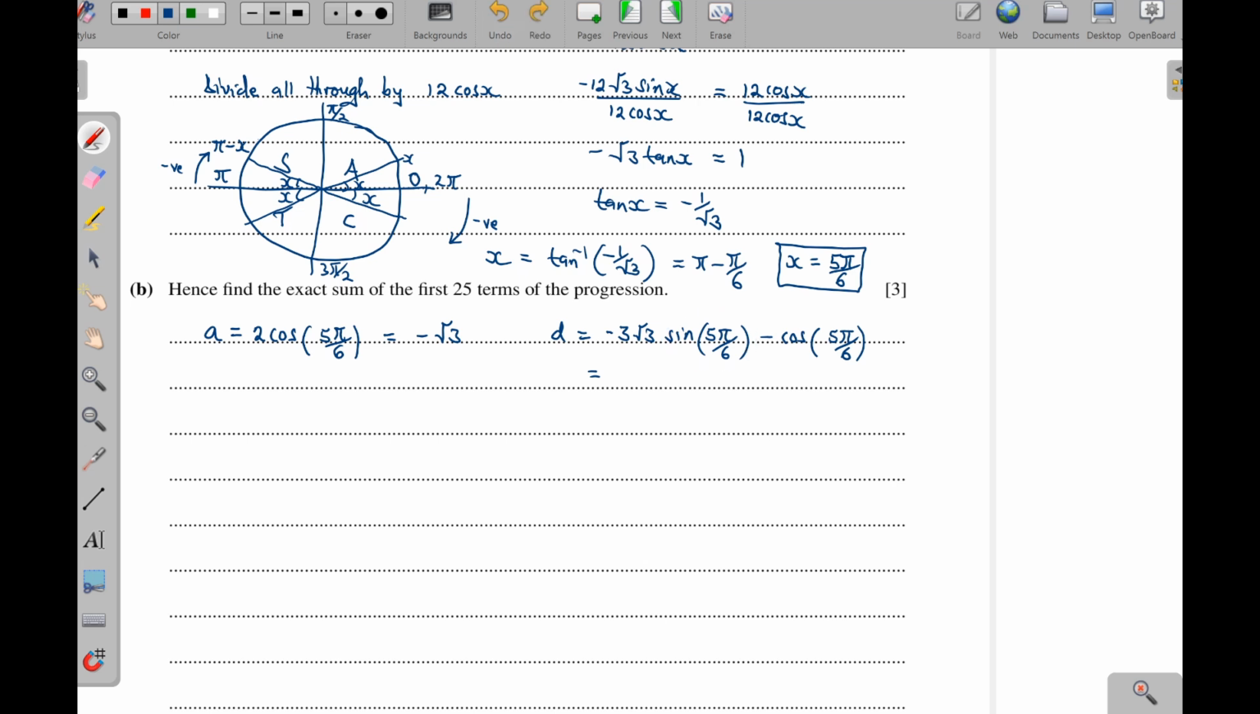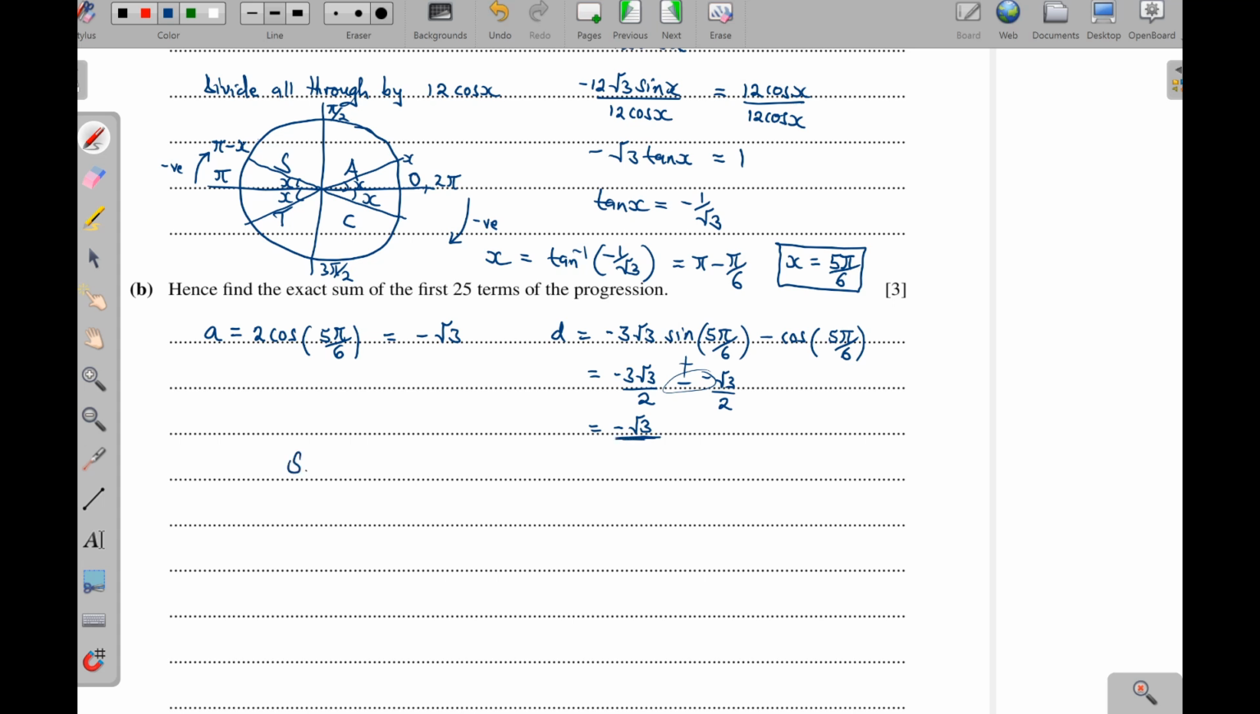Sine of 150 is a half, so we have minus 3 root of 3, then times that half. Then minus, because cosine of this one is negative root of 3 over 2, so this one will become a plus. Then we have minus 3 root of 3 plus root of 3 over 2. This one will give us negative 2, then root of 3 over 2, and then we get negative root of 3, not so? So our d is negative root of 3.